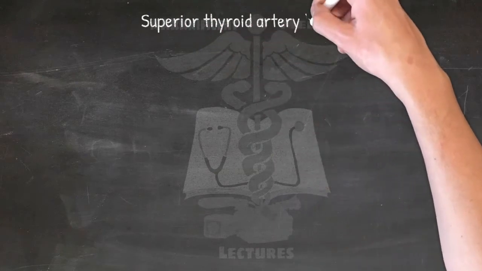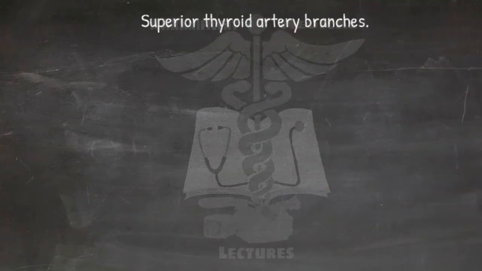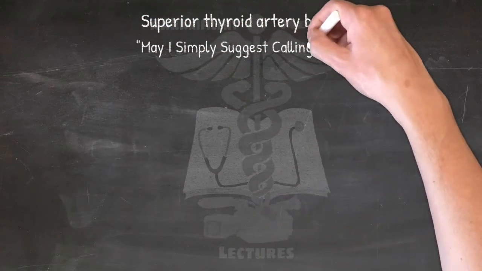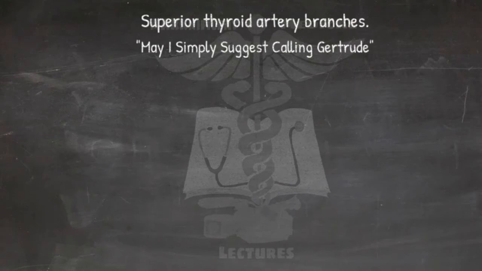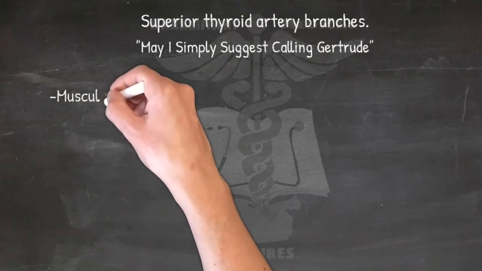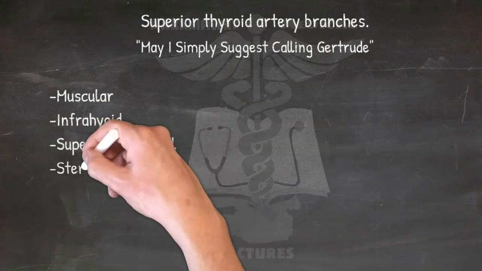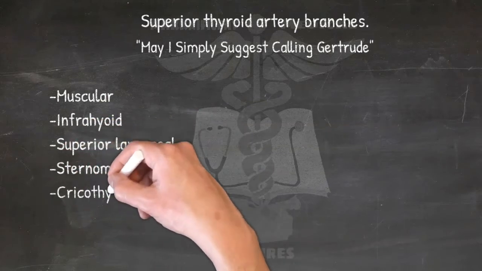Superior thyroid artery branches. May I simply suggest calling Gertrude? Muscular, infrahyoid, superior laryngeal, sternomastoid, cricothyroid, and glandular.